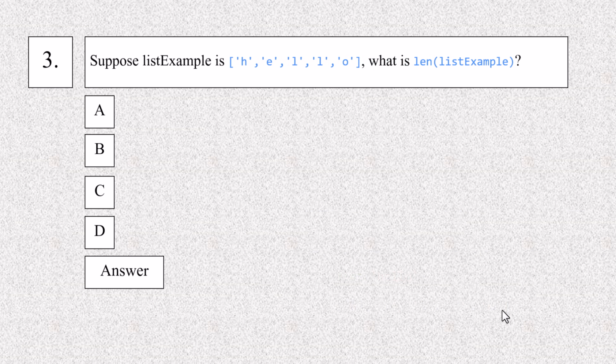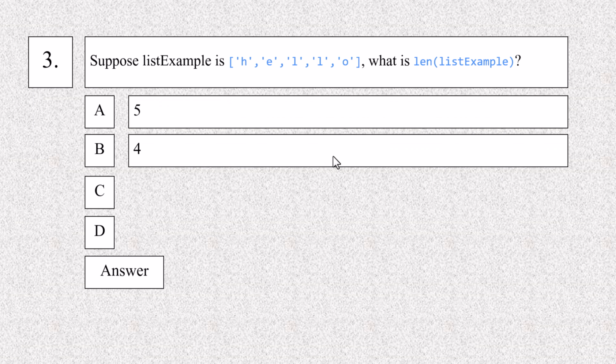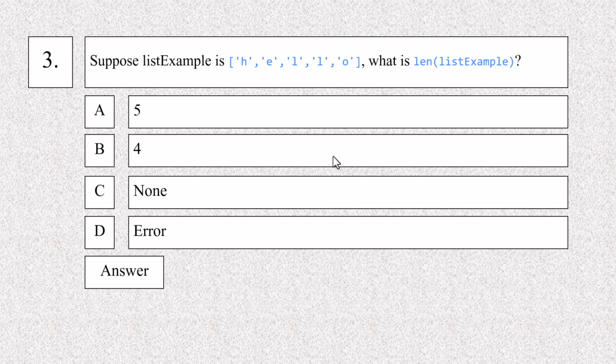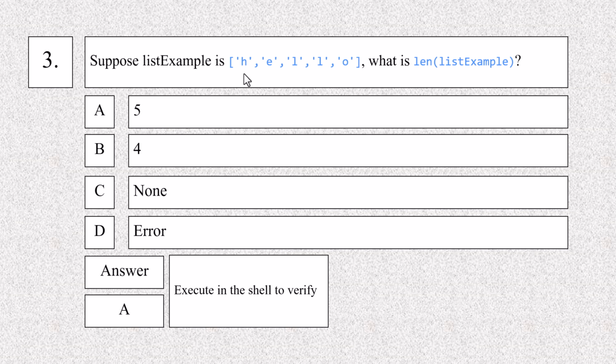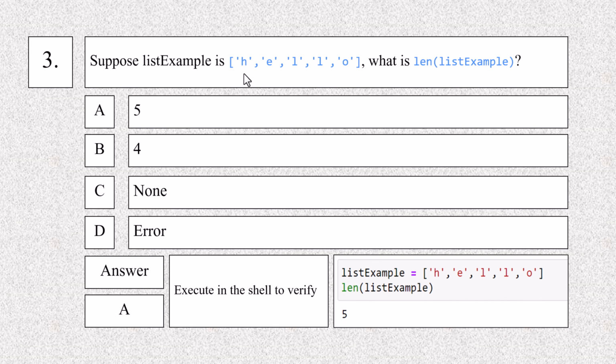The third question is: suppose list example is 'hello' this way, what is the length of list example? Option A 5, option B 4, option C none, option D error. The answer will be option A, because if we count 1 2 3 4 5, the length of this list is 5. You can execute it in the shell to verify this. If you run it in the Jupyter notebook, you will get this type of result.